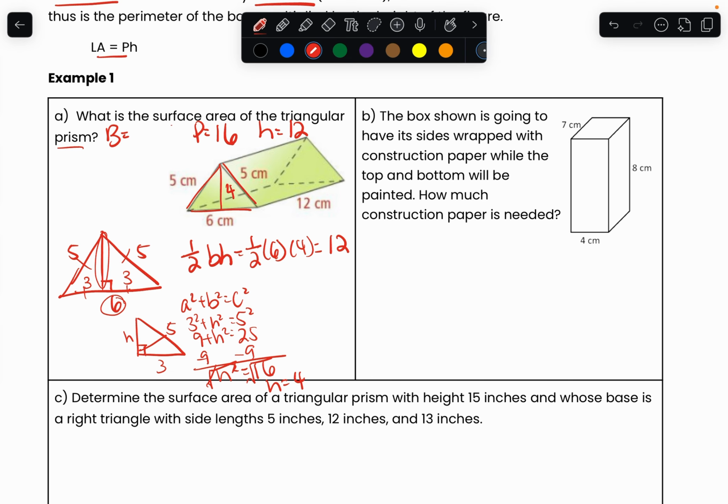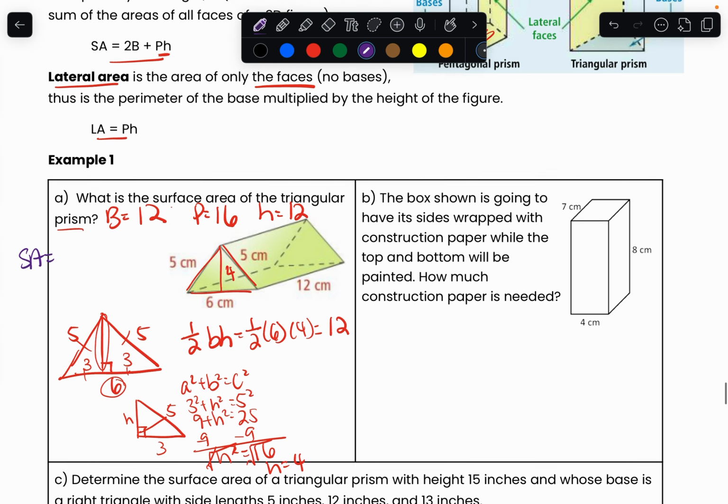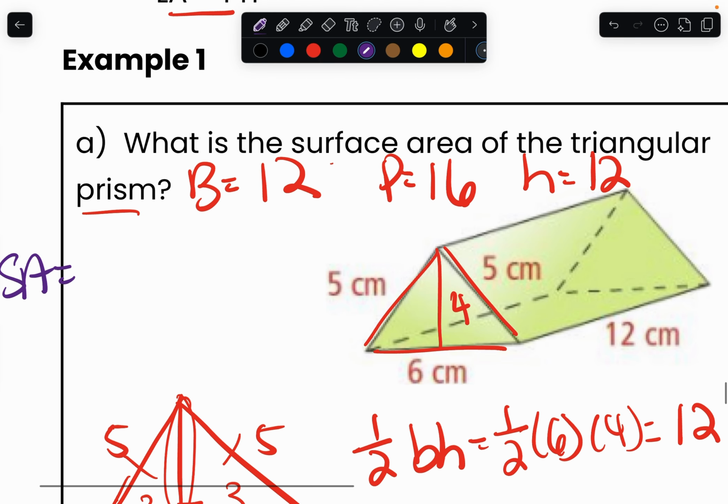Okay, now I have this information, and now I can plug everything into my formula for the surface area to find the surface area of the whole triangular prism. I'll do surface area equals two of my bases, because I have two bases here, one right here and one right here.